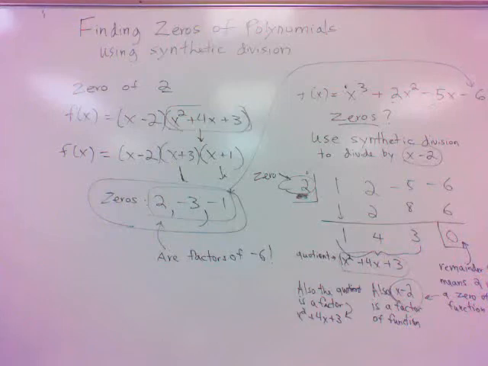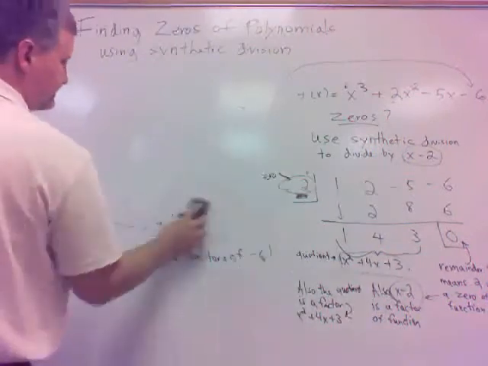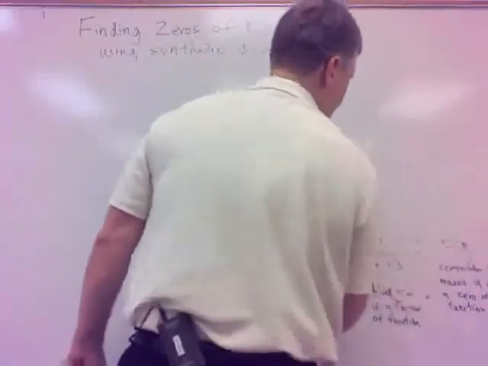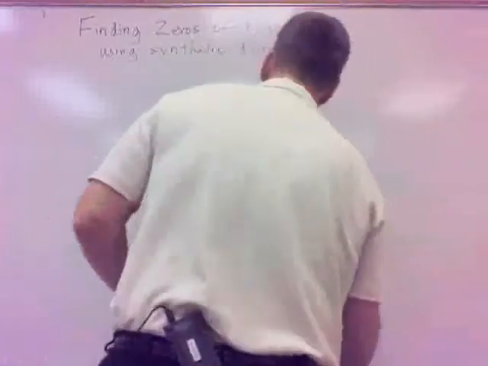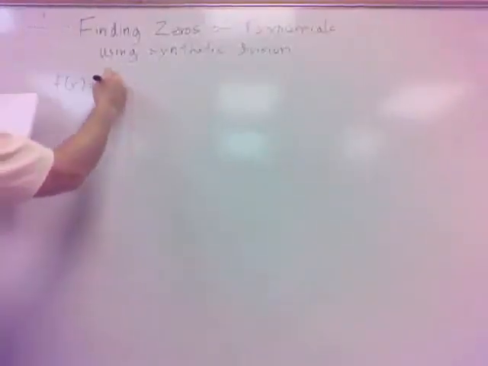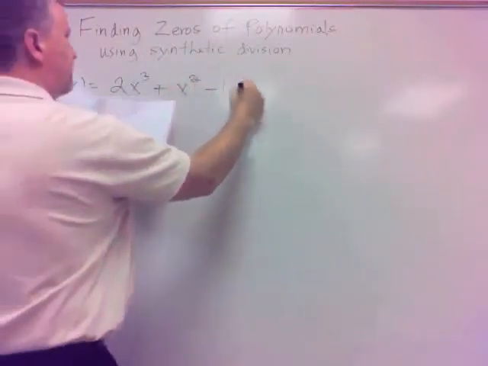Now, why do I point that out? Well, let's just take a look at this. Let's say I've got another one, trying to find the zeros. F of x equals 2x to the fourth minus 2x cubed plus x squared minus 12x plus 9.